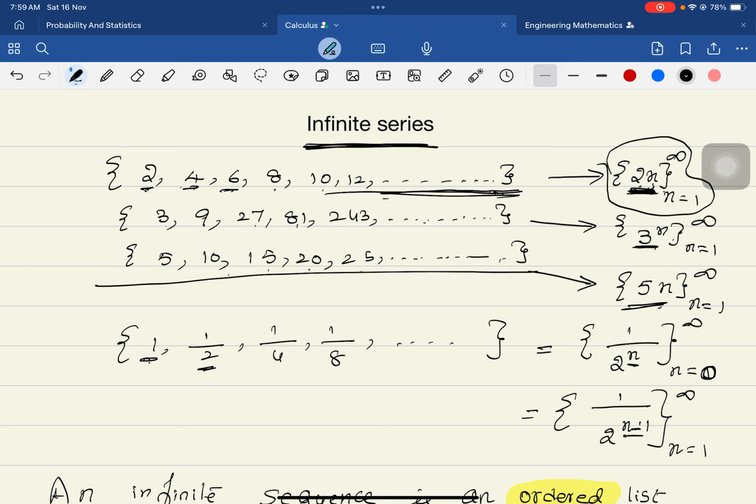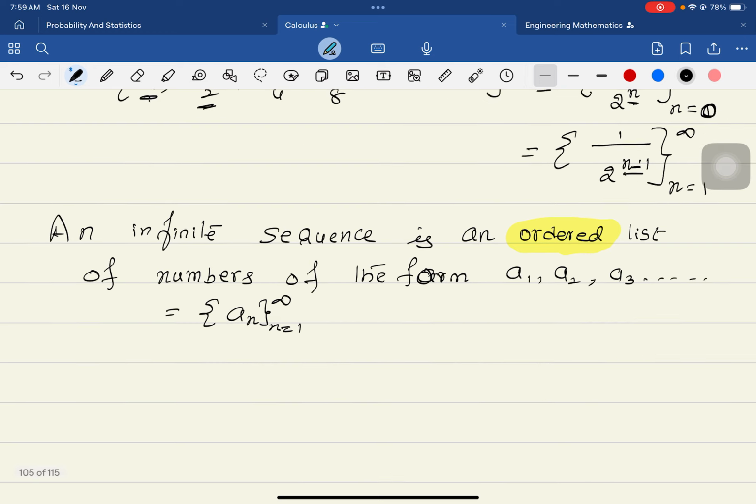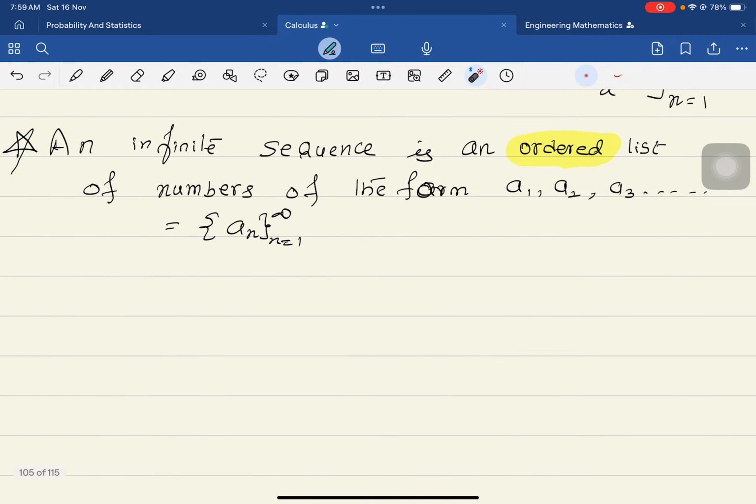So whatever bigger number you want, you can find it if it is ordered. If it is not ordered, it won't follow any particular rule, so that you cannot guess the number, correct? So therefore, what is the definition of an infinite sequence? It is an ordered list of numbers of the form a1, a2, and so on, an. And the term a1 is called the first term, a2 is the second term, a3 is the third term, and so on. I hope you could understand now what is the infinite sequence.